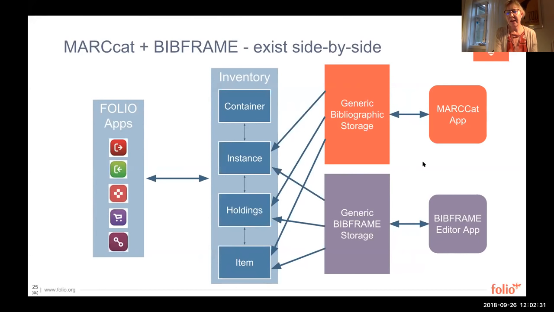So there will not happen several conversions. It will be from the original format going through the generic BIBFRAME storage into inventory for each of them. So we of course will have data loss from the MARC, the very detailed MARC format, going to inventory, but we will not have going through MARC, BIBFRAME, inventory, or something else. We are keeping it very strictly. So they exist side by side.